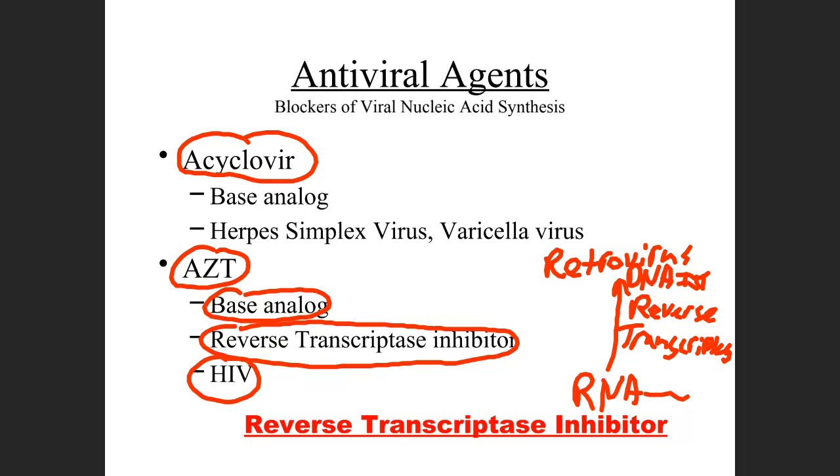The way AZT inhibits this enzyme, it doesn't attack the enzyme directly. What it does is mutate the RNA. It puts in a fake nucleotide, a fake base, so that when the reverse transcriptase enzyme is trying to convert this RNA into DNA, it reads that fake base and stops. That prevents it from converting the RNA into DNA. That's how it shuts that down.